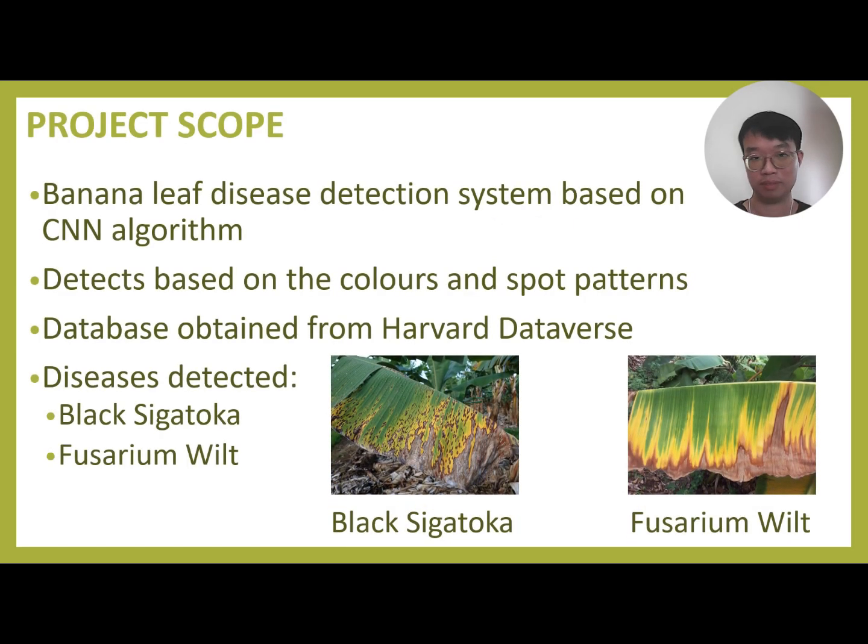Then the project scope: the banana leaf disease detection system is based on CNN algorithm. It only detects based on the colors and spot patterns. The database for the models is obtained from the Harvard Dataverse, and the diseases detected are black sigatoka and fusarium wilt, as shown in the pictures.